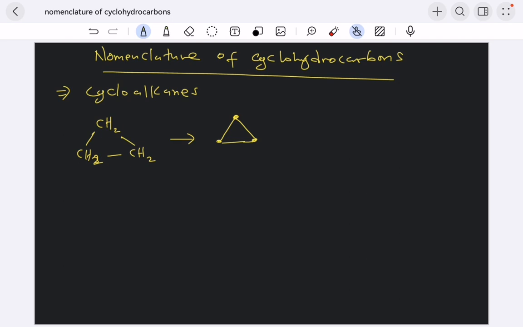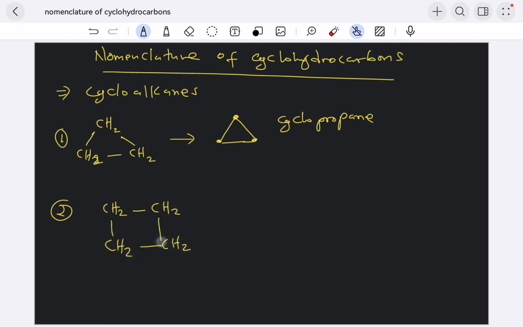So this is called cyclopropane. So it starts from a cyclopropane, and then we're going to have something like this: CH2, CH2, which can also be presented using some sort of a square. So this is called cyclobutane.